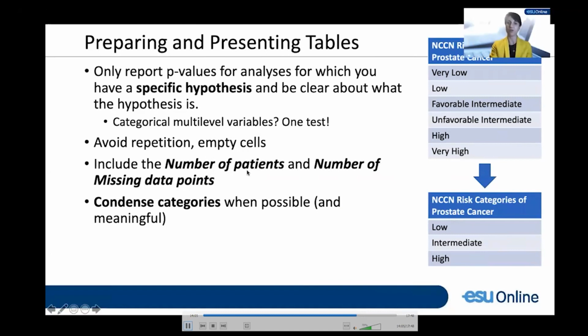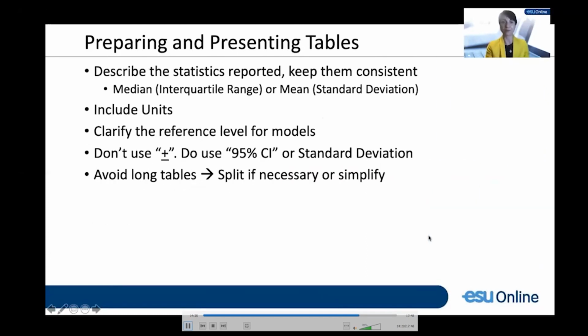Ensure you include the number of patients and the missing data so that the reader can understand why your proportions may not add up to 100 if they're assuming that your N is your total N for your study. And when possible, for example, as you see here, condense categories when it's meaningful.